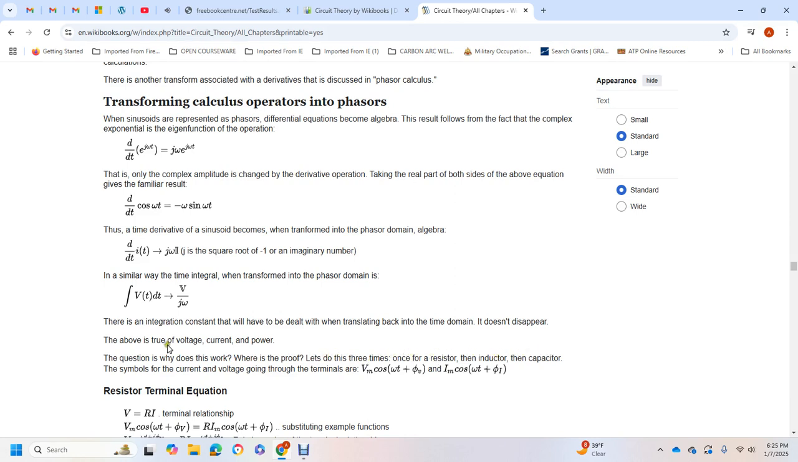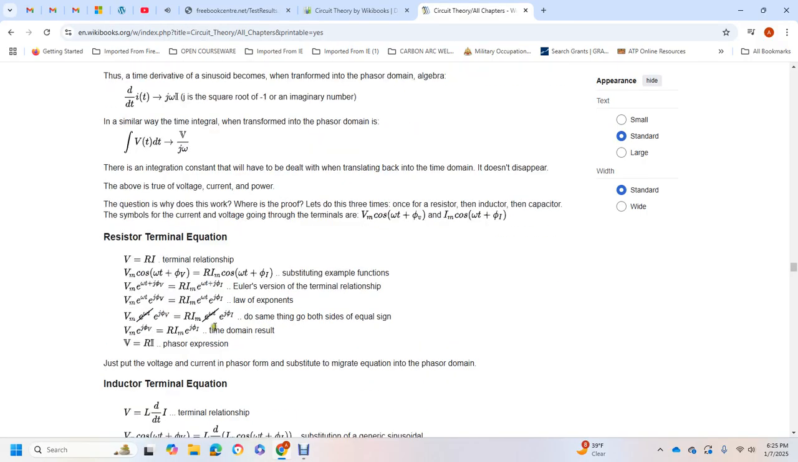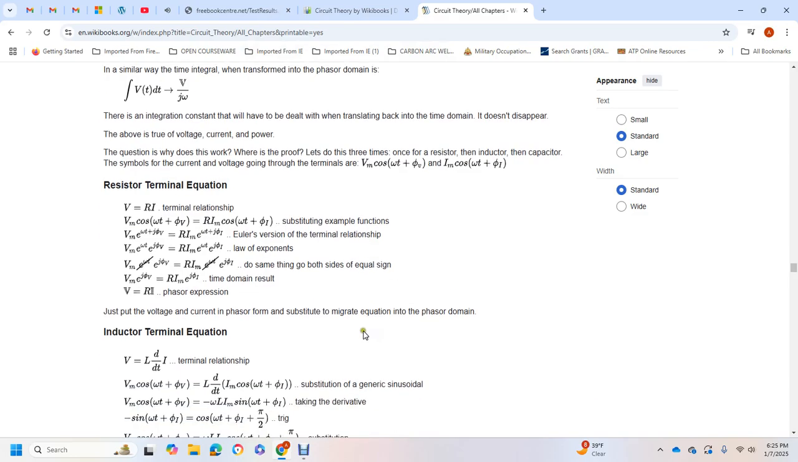The resistor, the inductor, and the capacitor symbols, with the current and the voltage going through the terminals. Resistor terminal equation: the terminal relation, substitute the example function, the Euler version, into the terminal relationship, laws of exponents. Do the same thing on both sides of the equation, time domain and phasor expression. Voltage and current in the phasor form, and substitute, migrating to the equation in the phasor domain.